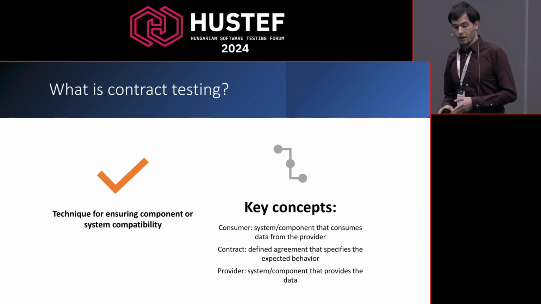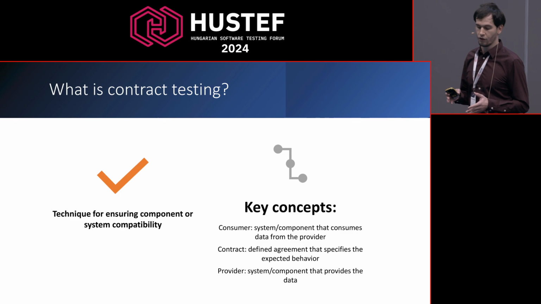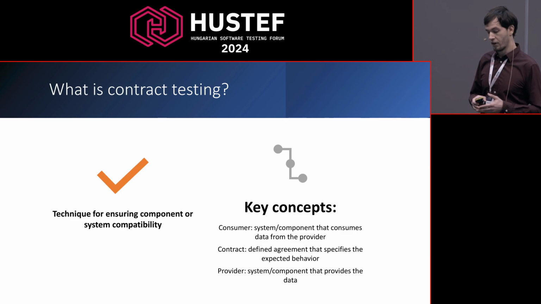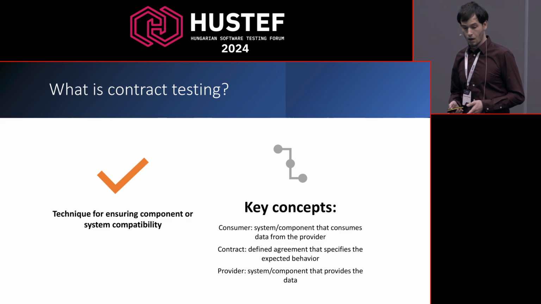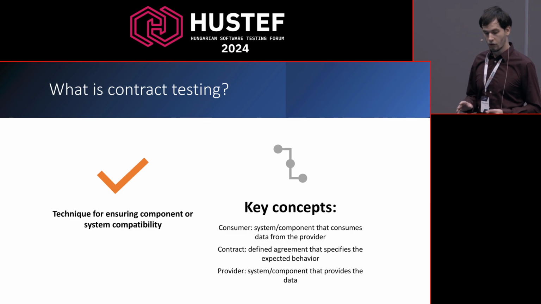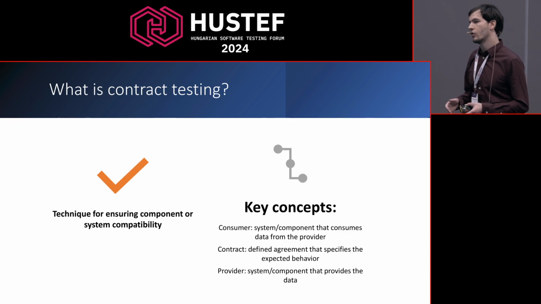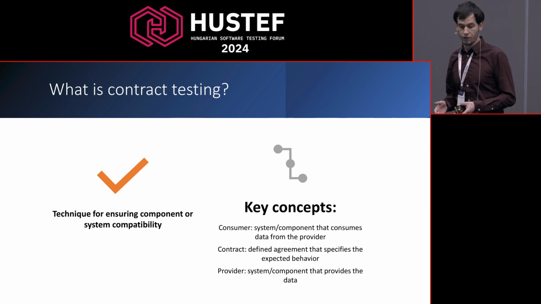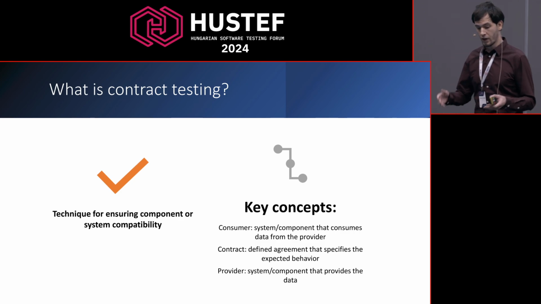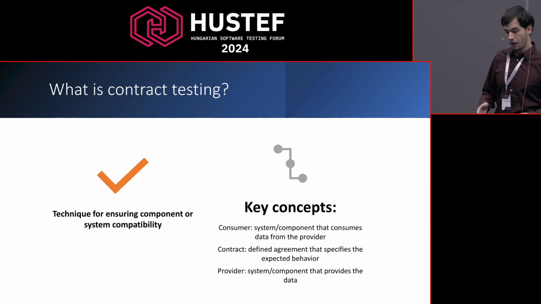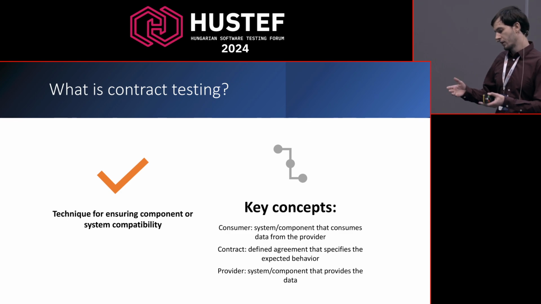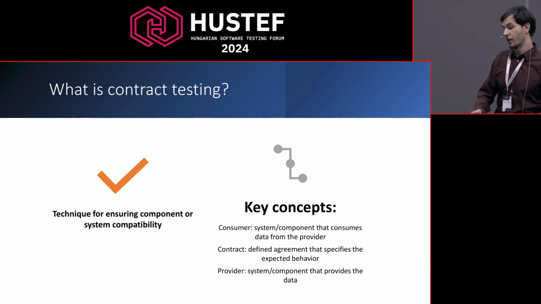It's a technique that ensures the different components of a system or different systems can work together. It's aimed at validating the interaction between the systems. Okay, it's normal integration stuff. What is the difference? The key concept is a little bit different. You have the consumer, the system which does the queries to the provider, which is providing the service. So you have an endpoint you want to test, and you have the consumer and the provider. The provider provides the endpoint, the consumer tries to use it.